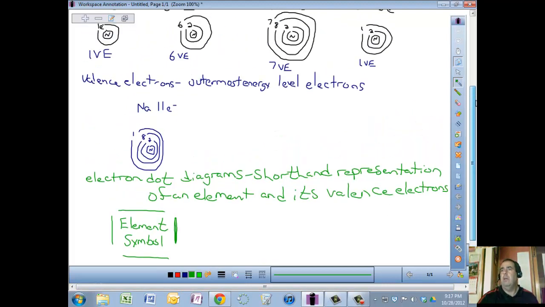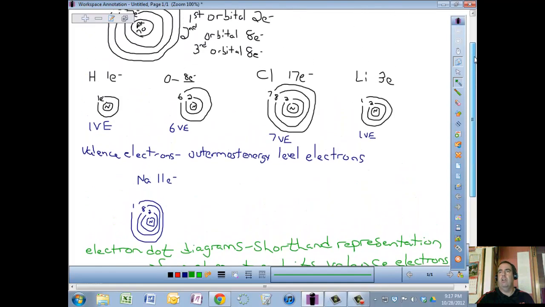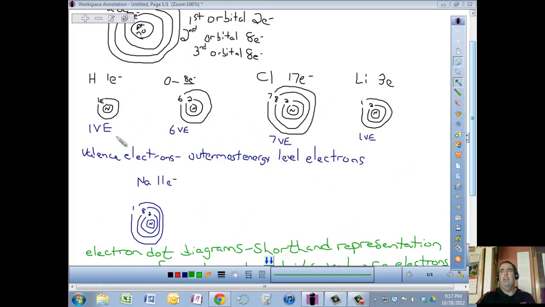So, again, coming back up here, electron dot diagrams are a shorthand representation of an element and its valence electrons. So if we look at hydrogen, the element symbol for hydrogen is H. There's only one valence electron, so I'm going to put a dot on the right side. If we look at oxygen, the symbol for oxygen is O. Again, we're going to start on the right side, so I'm going to place a dot there.